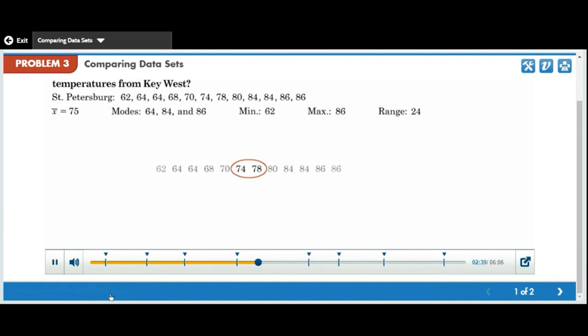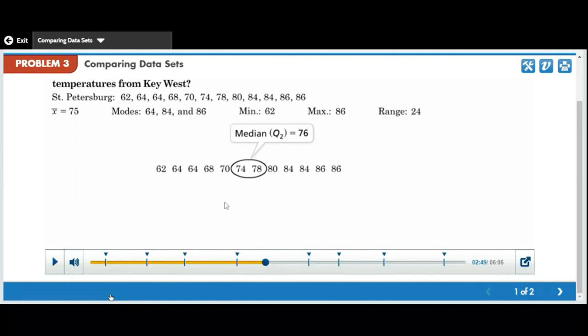For a data set with an even number of data values, the median is the mean of the two middle values. So the median is 76. And how we got 76 is we took 74 plus 78, and that gave us 152. 152 divided by 2 is 76.